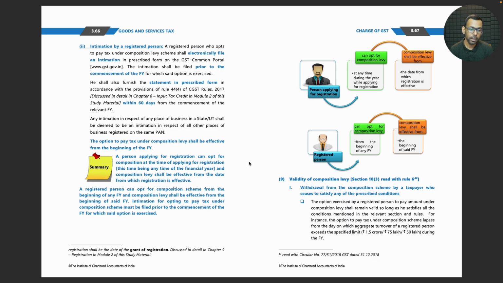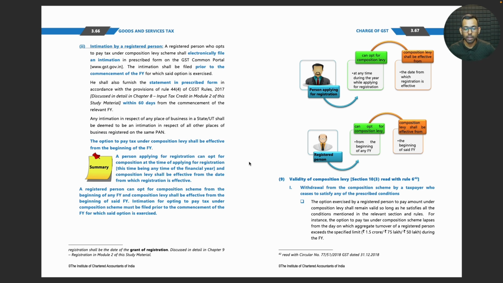Any intimation in respect of any place of business in a state or union territory shall be deemed to be an intimation in respect of all other places of business registered on the same PAN. The option to pay tax under composition levy shall be effective from the beginning of the financial year. The person applying for registration can opt for composition scheme at the time of applying for registration, this time being any time of the financial year, and composition levy shall be effective from the date from which registration is effective.